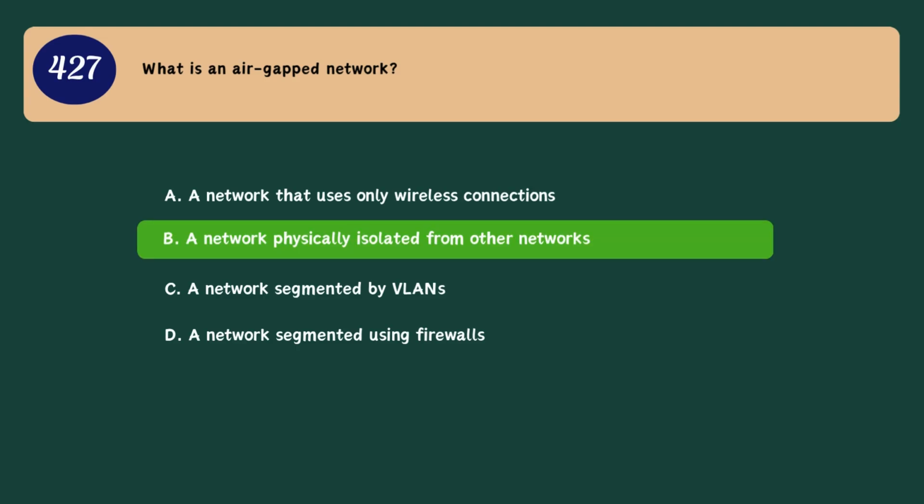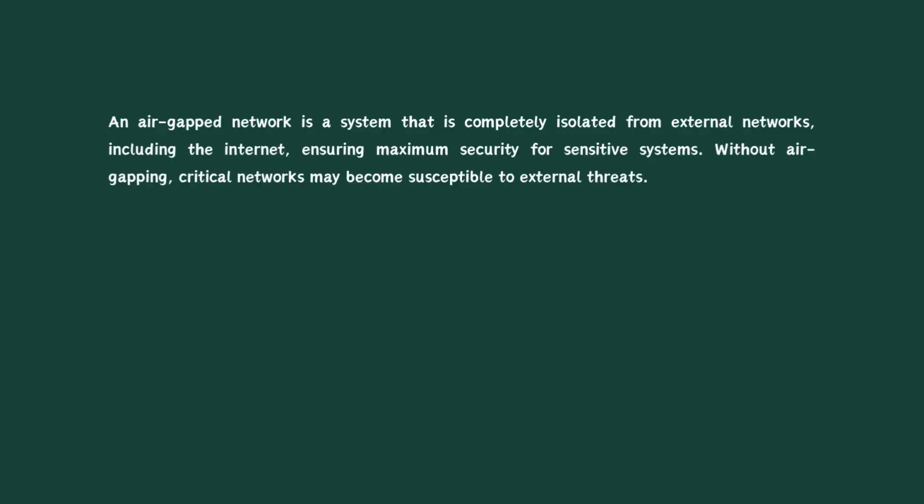Correct answer. B. A network physically isolated from other networks. An air-gapped network is a system that is completely isolated from external networks, including the Internet, ensuring maximum security for sensitive systems. Without air-gapping, critical networks may become susceptible to external threats.